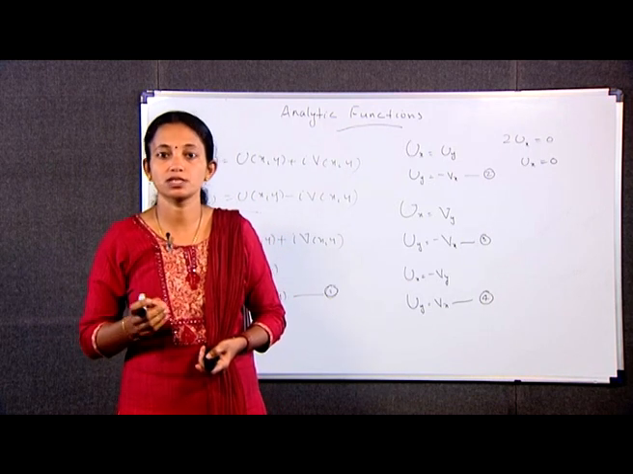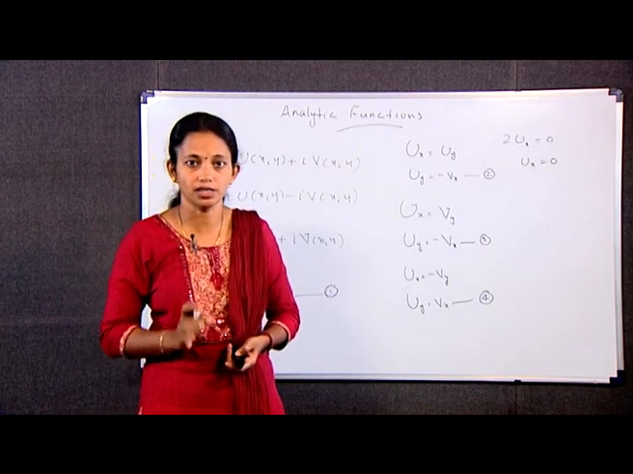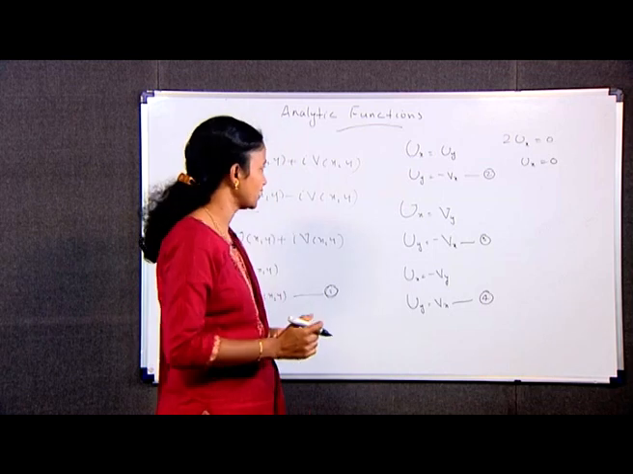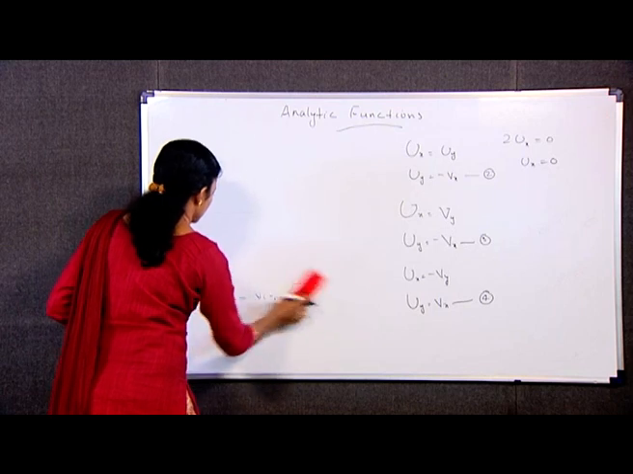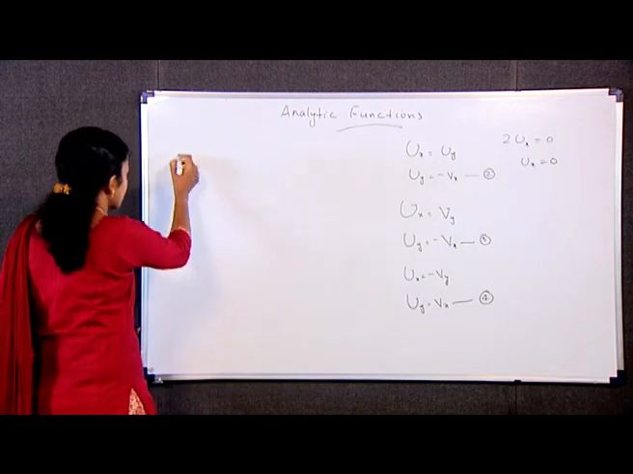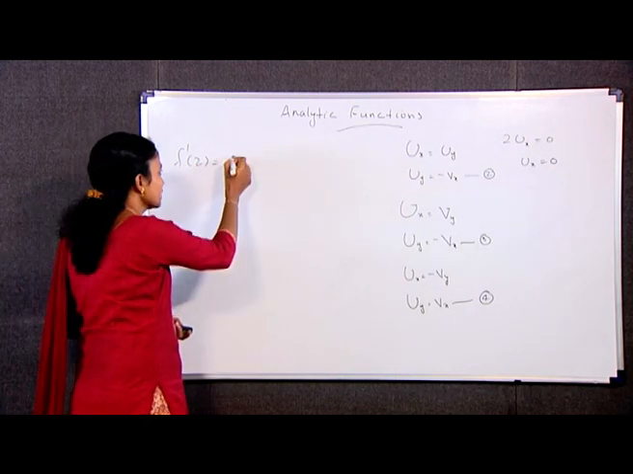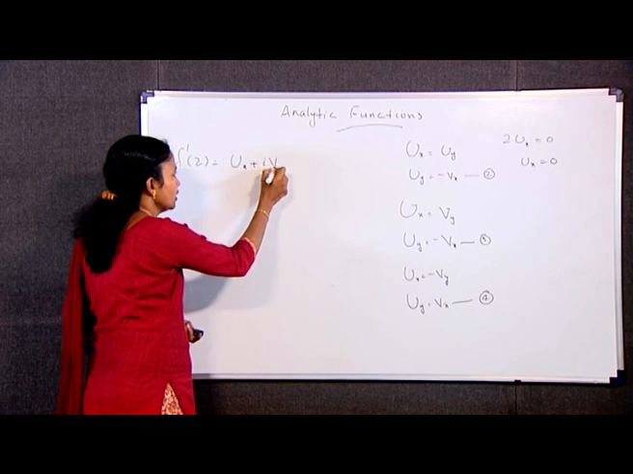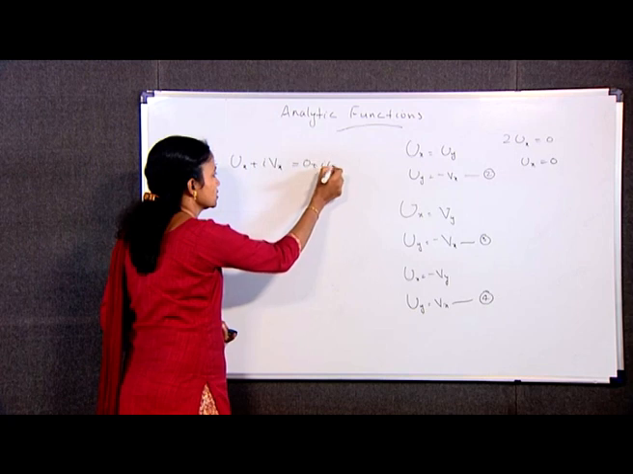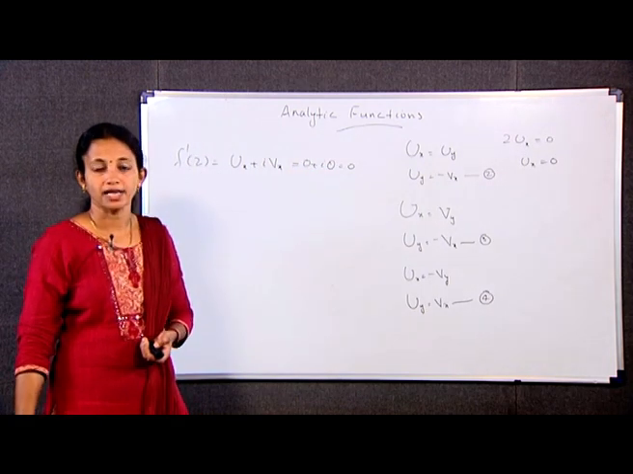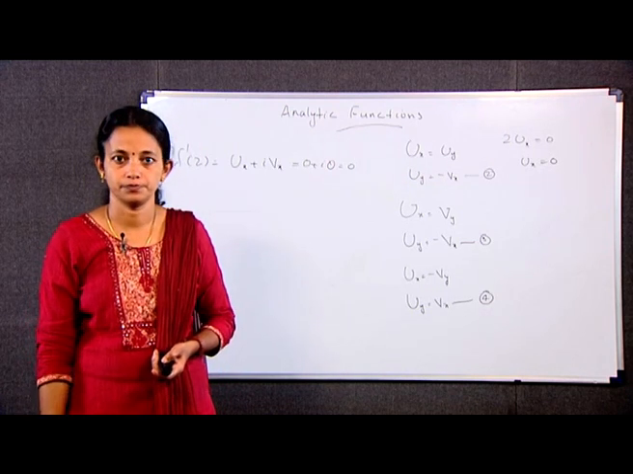Now, using expression 3, that is the formula for finding f dash of z naught in terms of the partial derivatives, we obtain f dash z is equal to ux plus i vx, which is equal to 0 plus i 0, which is equal to 0. And it follows from theorem 4 that f(z) is constant throughout D.